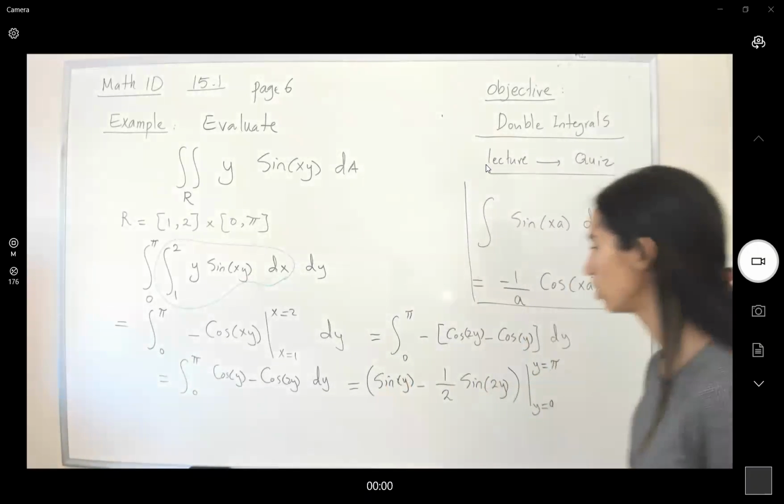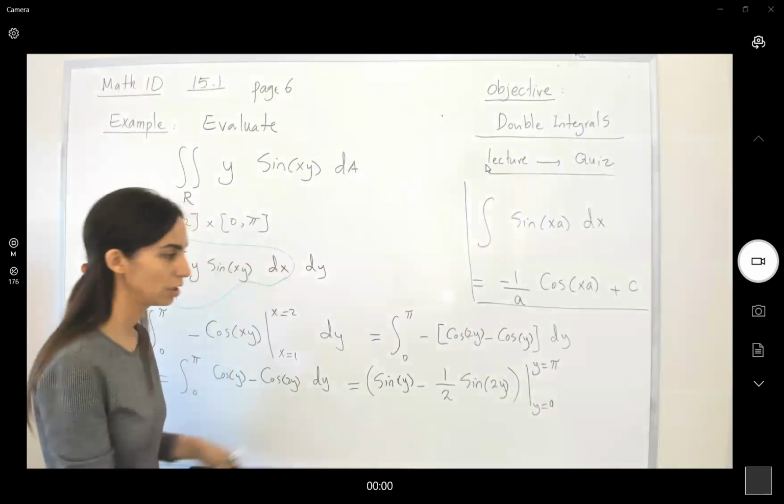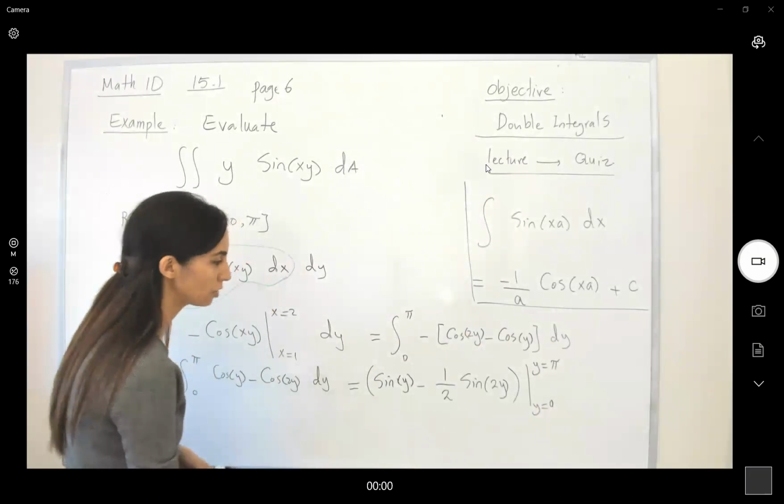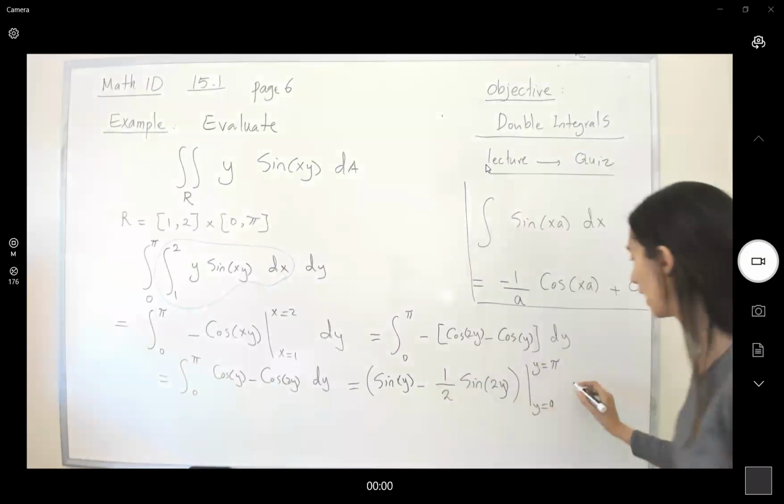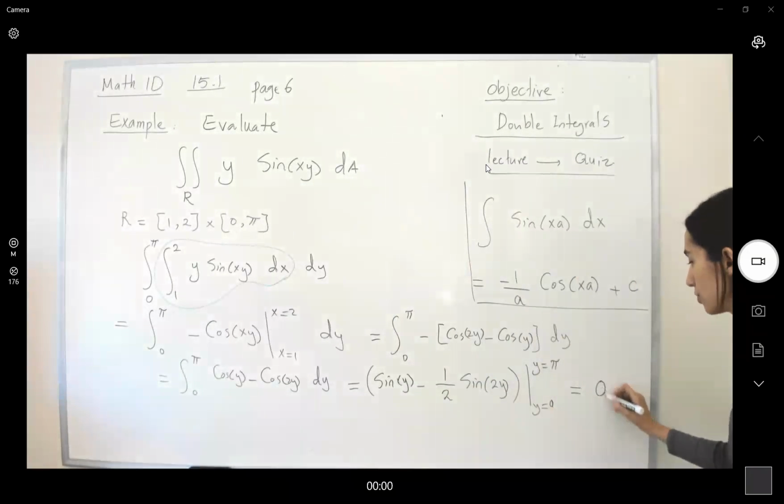So let us plug in pi. Of course, this is 0. If you plug in 0, this is equal to 0. So no matter what value you plug in, the outcome is equal to 0.